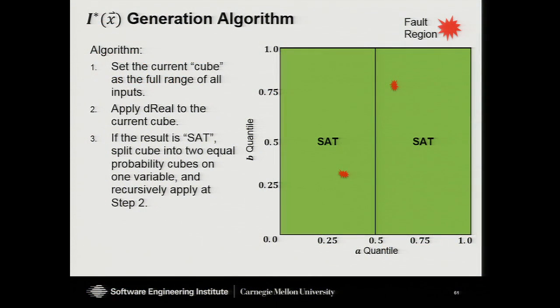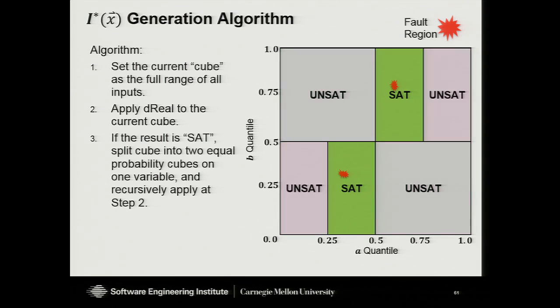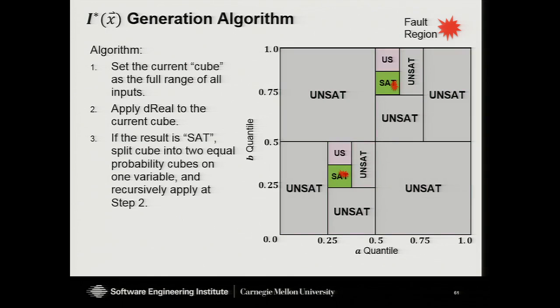Now we can divide that in two and recursively call dReal on the two halves. It's going to say SAT on both halves. Then we break those down in two, and we're going to get UNSAT on those two halves. Once we get an UNSAT, we're done with that; we don't need to recurse further. We only recurse when we get a SAT. And so you keep going, you break this down, and you get a set of those small green cubes which represent the over-approximation of the fault region.